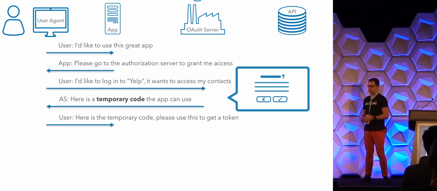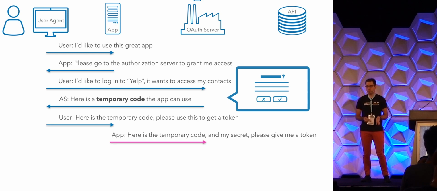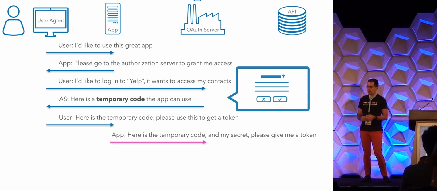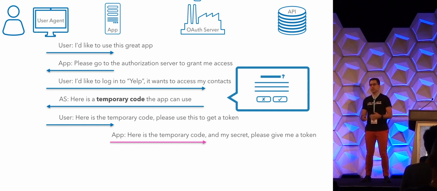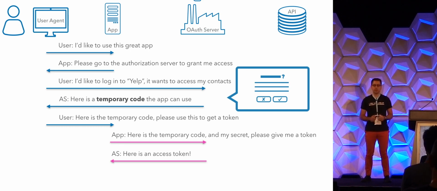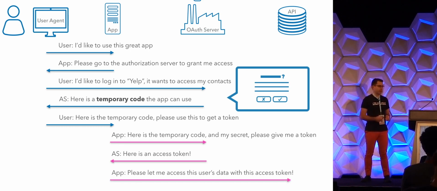So behind the scenes, the application's web server will go and talk to the OAuth server again, saying, hey, the user gave me this temporary code. Please give me an access token. Here's also my client secret so that you know that I'm actually this real application. The OAuth server says, looks good. I just issued that code and this client secret checks out. So here's an access token. And now it can go make API requests.